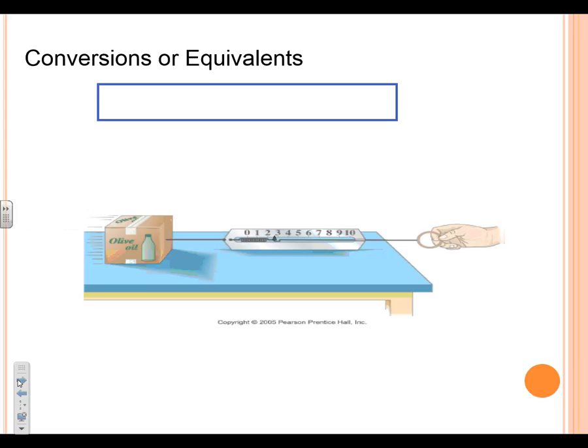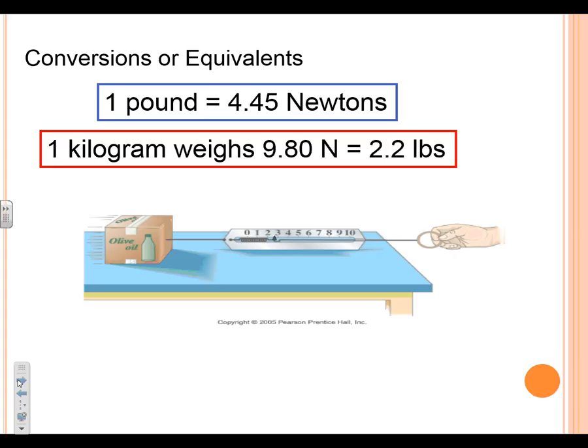So, conversions or equivalents that you need to understand. 1 pound is 4.45 newtons, and this would be something that we could use dimensional analysis wise, so you need to make sure you make note of that. And then 1 kilogram weighs 9.8 newtons, which is also equivalent to 2.2 pounds. So this is really more of a newtons to pounds conversion as well. But if we're talking just about 1 kilogram, then that's the conversion that you could use.